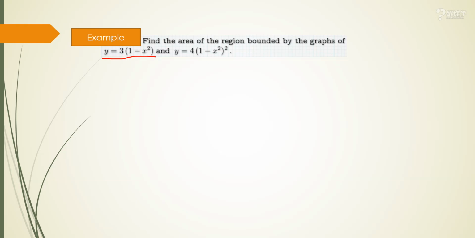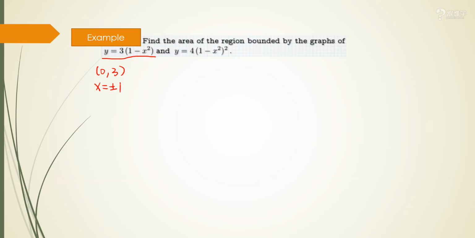So the first question, what is the vertex of the parabola? Okay, the vertex lies on the line of symmetry, so it should be (0, 3). And what are the zeros? The zeros should be x equals positive and negative 1.